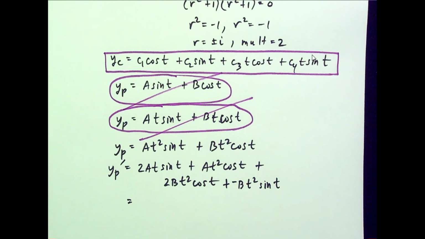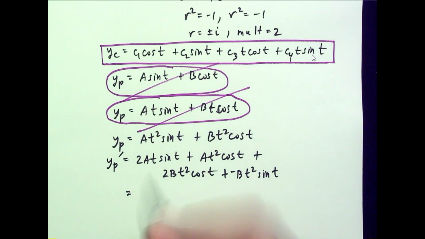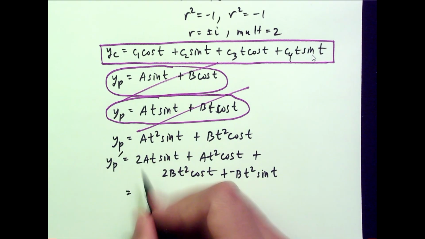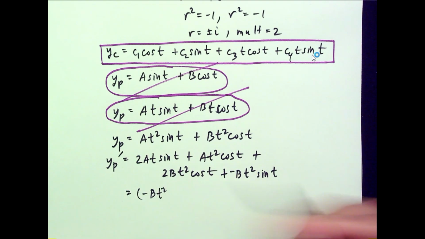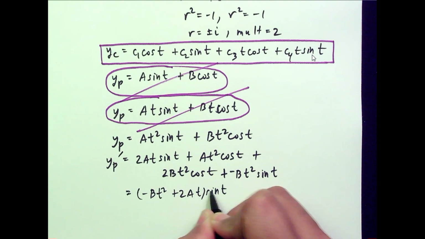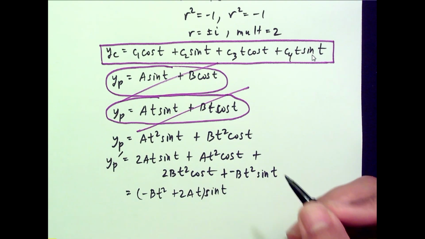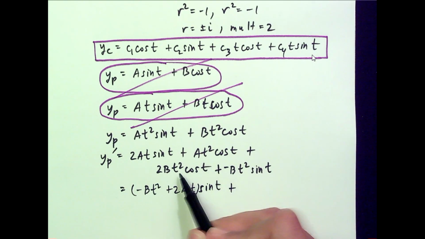And I remember when we did problems like this before where we had a bunch of sines and cosines, the easiest way to simplify this is just to collect all the sines and all the cosines together. So let's collect all the sines. So here, that, and that. So this is going to be negative b t squared plus 2at sine of t. And now let's combine the cosines. That and that.